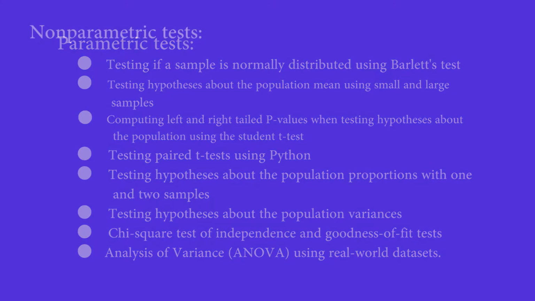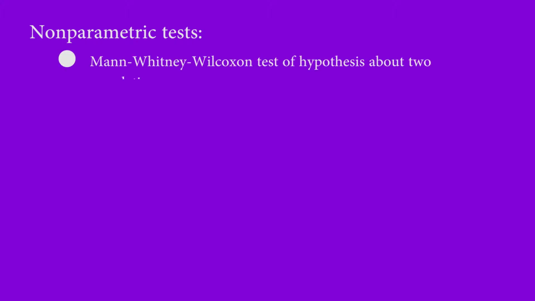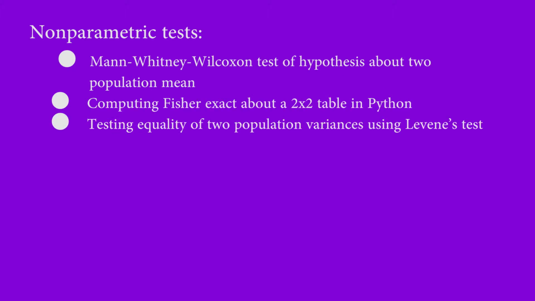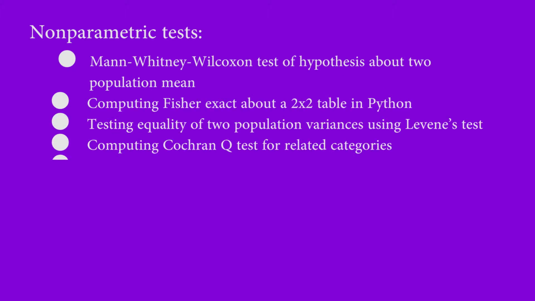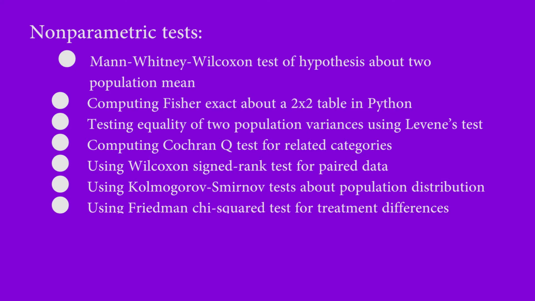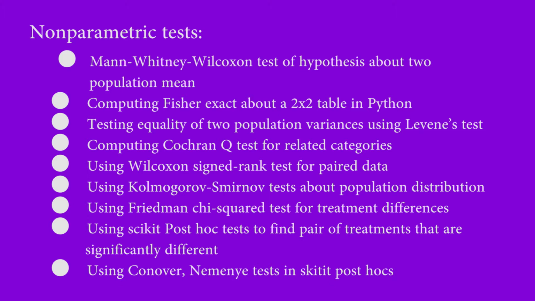in Python. With respect to the non-parametric tests, we will cover a various set of non-parametric tests such as Mann-Whitney-Wilcoxon. We will test using Cochran Q, Wilcoxon signed rank. We'll use the Kolmogorov-Smirnov test, Friedman chi-square, and we're also going to use scikit post-hoc tests to find pairs of treatments that are significantly different, using Conover, Nemenyi test and scikit post-hocs.